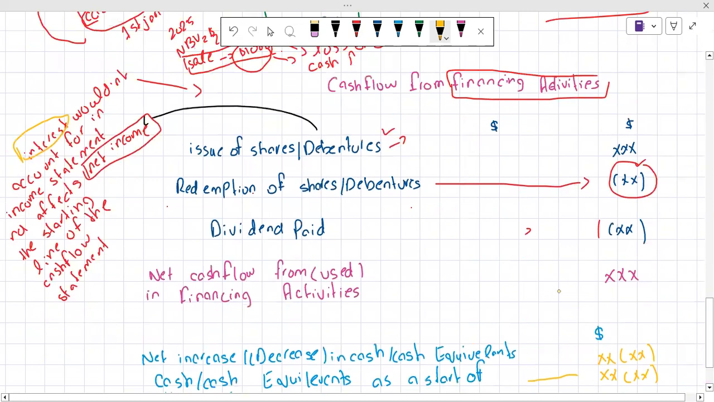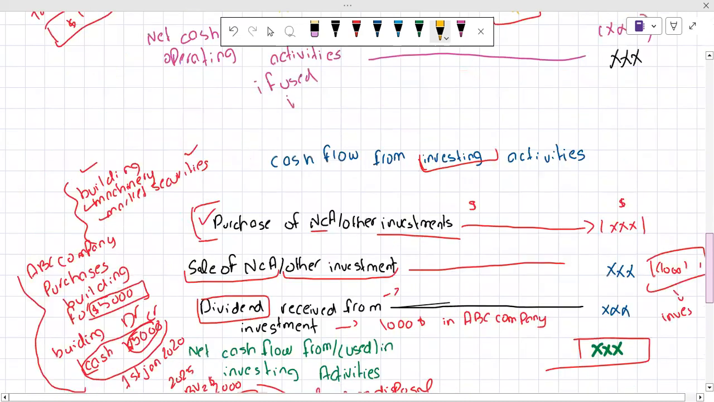Okay, so our lecture is finished, and this is how it is. We just completed our cash flow from financing activities and also from investing activities.